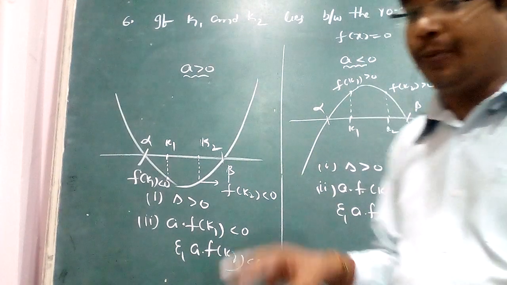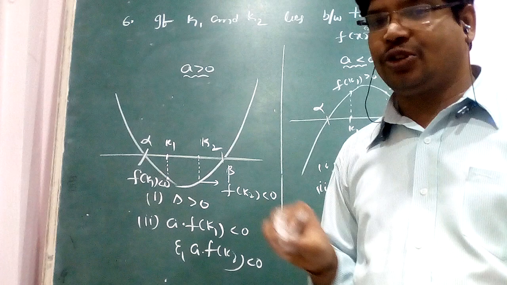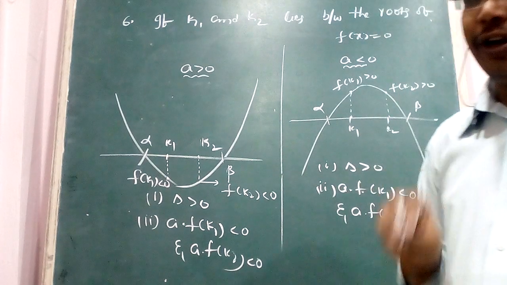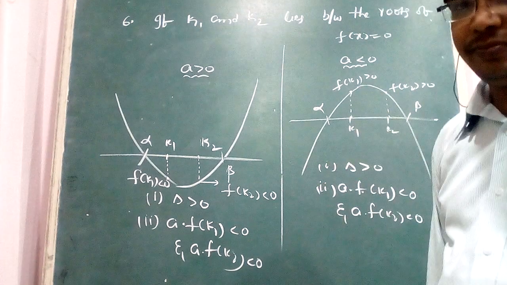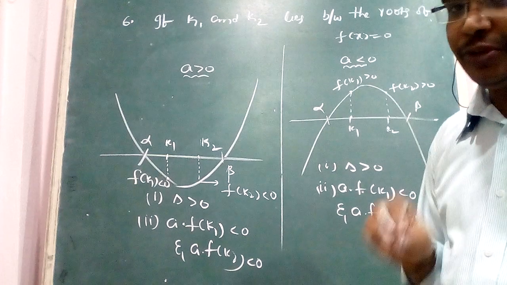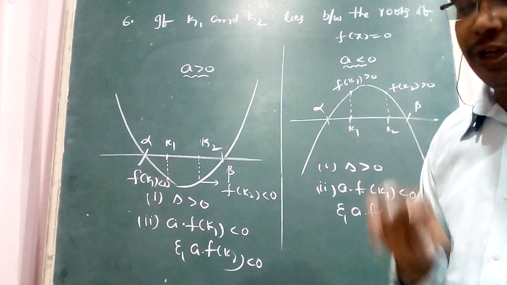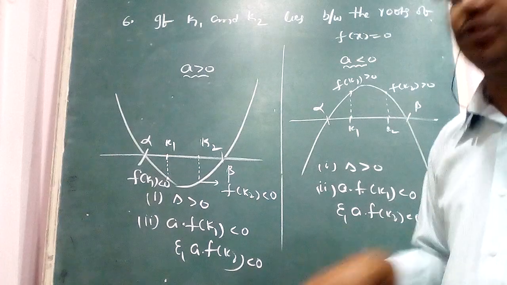These 6 properties are most important. They are also most important even in quadratic inequalities. In MHT CET also they are most important, and in JEE Mains as well.